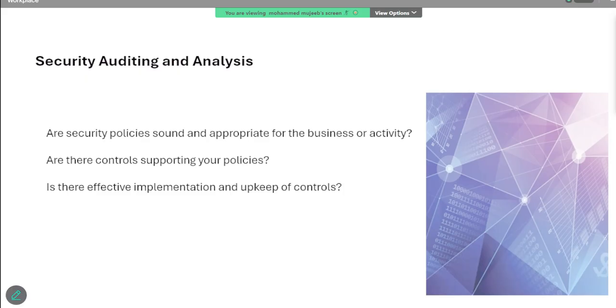Is it updating the controls? What do you mean by updating the control? Can you give an example? It's like if there are new developments that render the previous controls that are in place ineffective. So bringing in new measures to secure the system instead of relying on the old controls. Yes, you are right, sir.